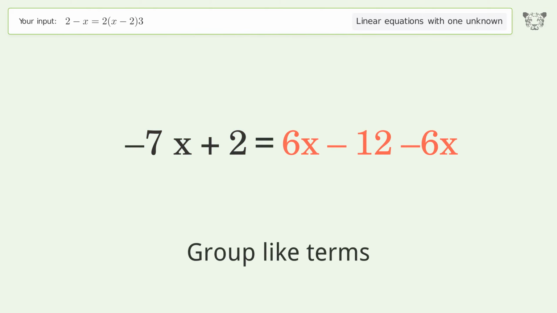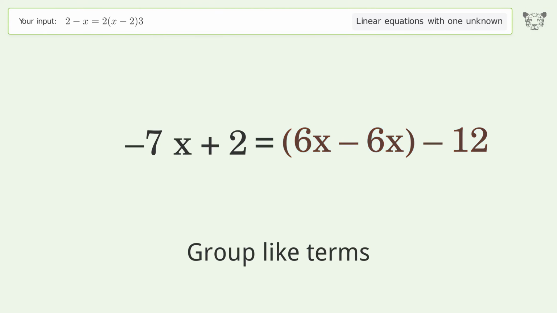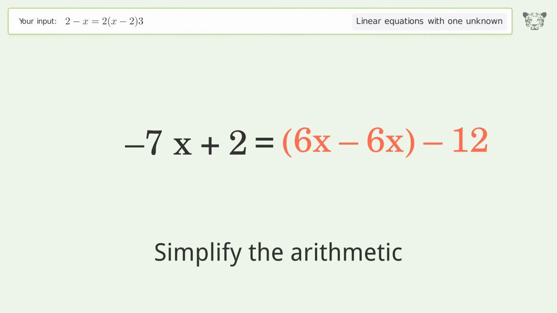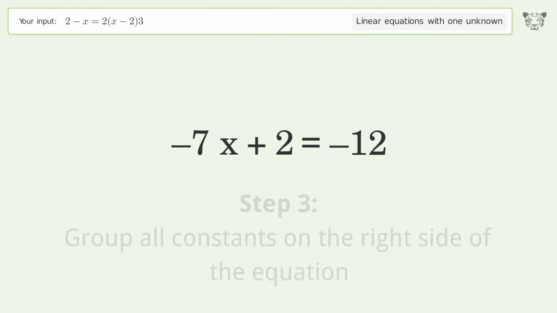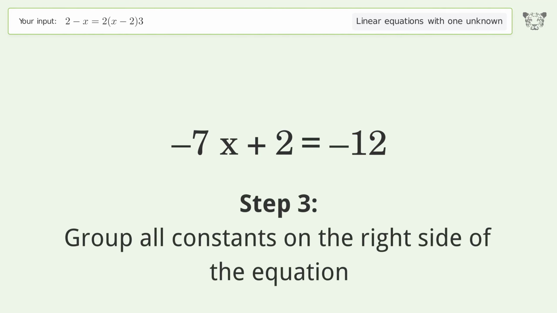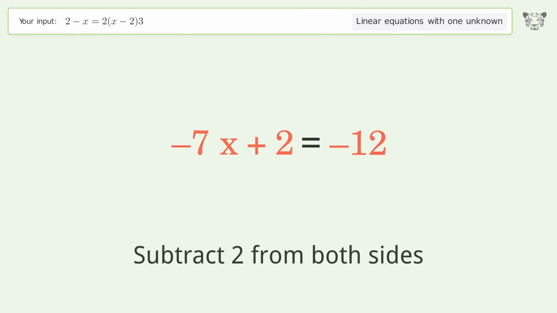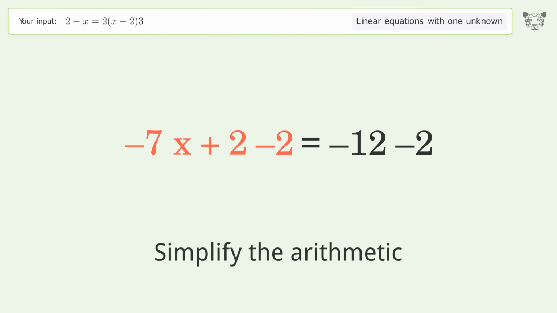Group like terms. Simplify the arithmetic. Group all constants on the right side of the equation. Subtract 2 from both sides. Simplify the arithmetic.